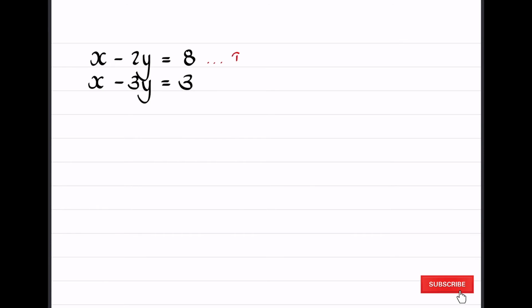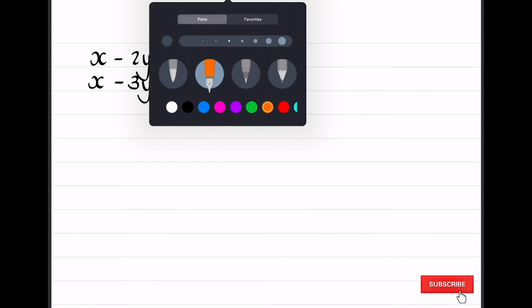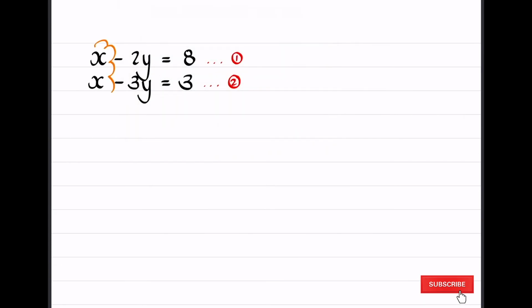So I have equation number 1 and I have equation number 2. So I check to see if the coefficients are the same. If I look at my y's, I have a 2 and a 3, so that's not the same. However, if I look at my x's, then I can see that my coefficient is the same. It's a 1, and the sign is the same. So I have an x and an x. So I have an option of either adding the two equations together or subtracting the two equations from each other.